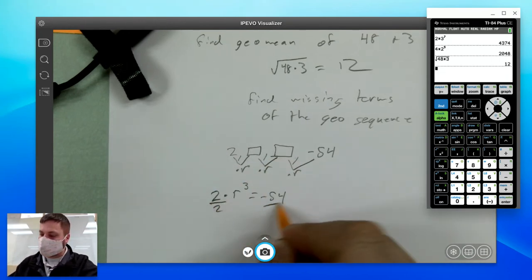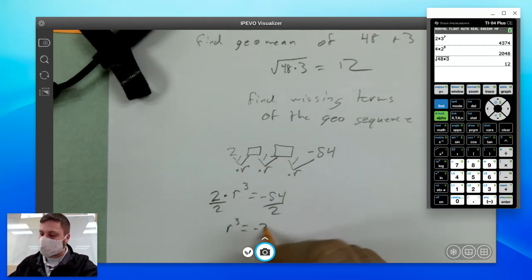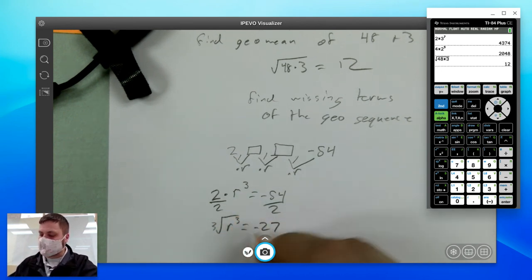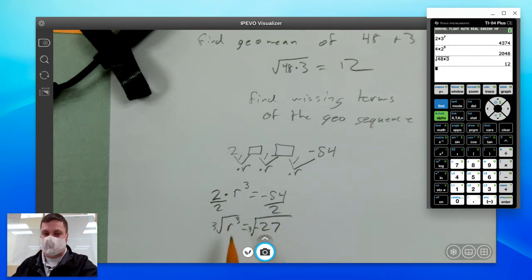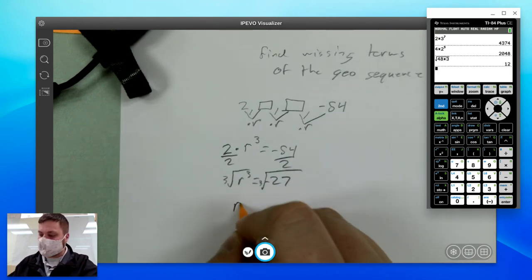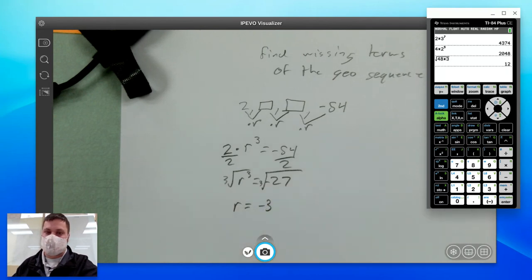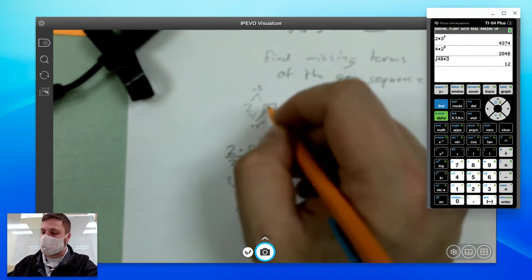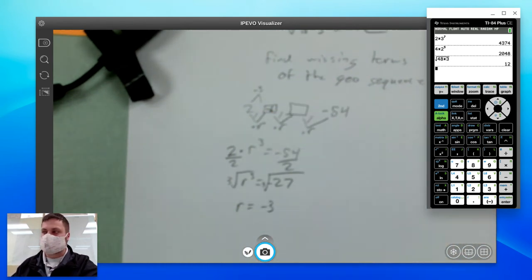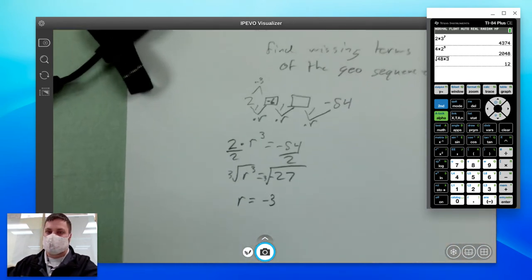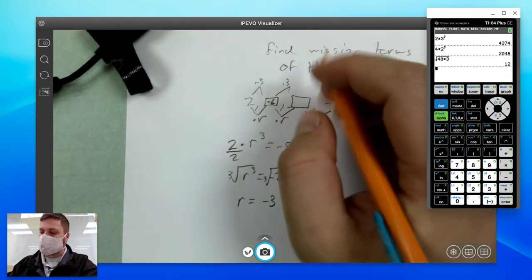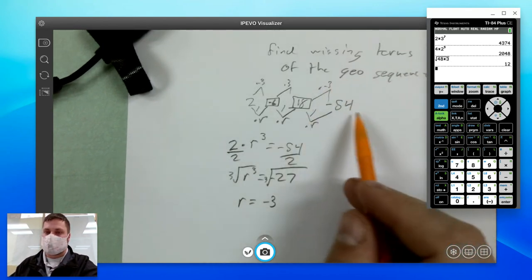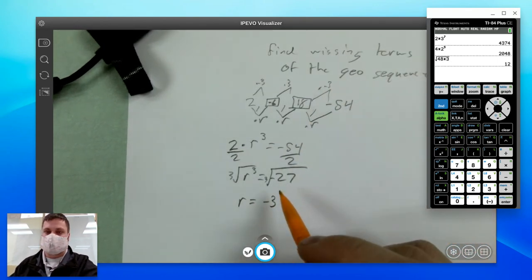So first I'm going to divide by 2. I've got that r to the third equals negative 27. Now when I cube root, the opposite of cube is to cube root, I've got that r is equal to negative 3. So if I multiply 2 by negative 3, I get negative 6. Multiply by negative 3 again, I have 18. And then if I multiply by negative 3 again, I'd be back to negative 54.